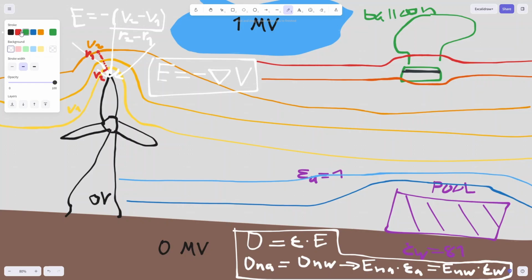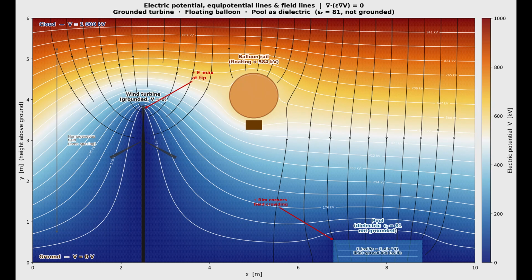And because the balloon is floating between two different potentials, between the orange one that sits at maybe 800 kilovolt and the red one that could be at 900 kilovolt, then the conducting rail would actually be at 850 kilovolt. So if you connect this to ground, some serious accidents could happen. That's it for this video. 3 objects, same field, and completely different physics.